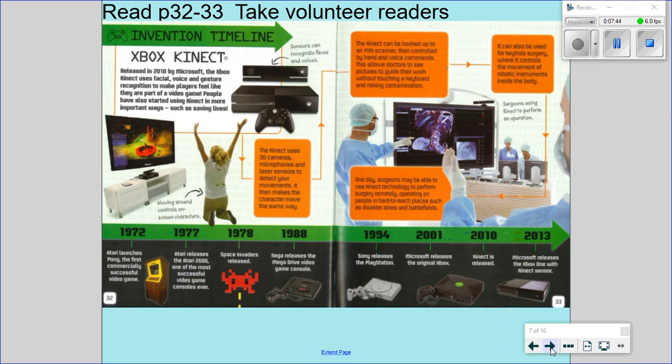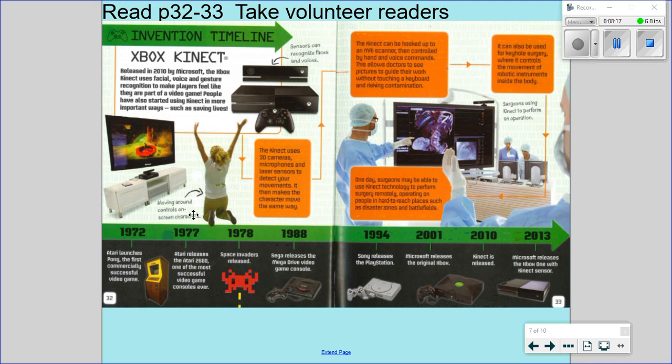So our next invention is page 32 to 33, something I think a lot of you might be a little bit more interested in. We have the Xbox Kinect. Released in 2010 by Microsoft, the Xbox Kinect uses facial, voice, and gesture recognition to make players feel like they are part of a video game. People have also started using Kinect in more important ways, such as saving lives. Did you know that?